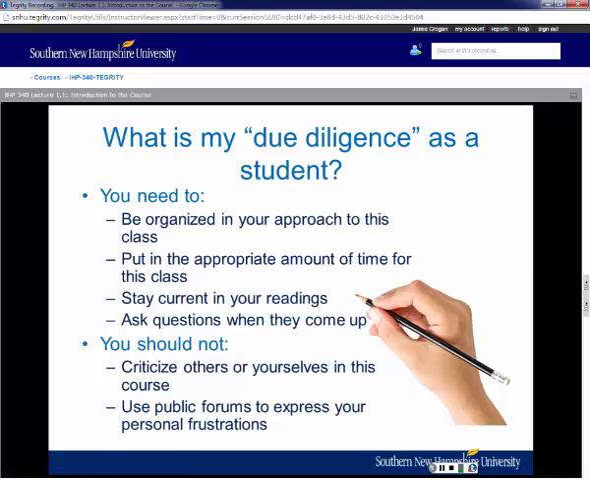What is my due diligence as a student? First of all, be organized as you approach this class. Put in the appropriate amount of time, meaning stick to those regularly scheduled times that you set up to study in the course. Stay current in your readings and ask questions as they come up. What you should not do is criticize yourself or others, and you should also not use public forums to express any of your personal frustrations.